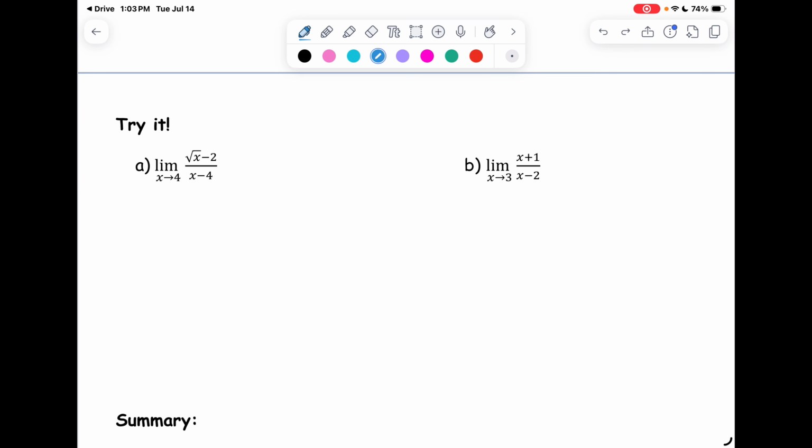Remember, first check to see if we have an indeterminate form by directly substituting. If you have an indeterminate form, then you can go ahead and use L'Hopital's rule by differentiating the numerator, then separately differentiating the denominator, and then directly substituting it again to figure out what the value of the limit is. Pause the video here and give these 2 problems a try, and then we will go through them together.